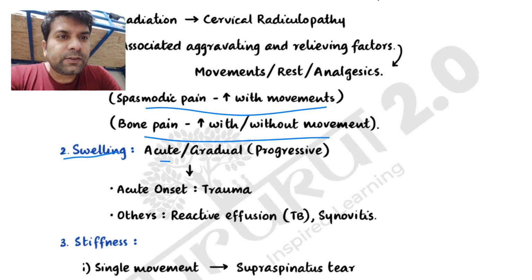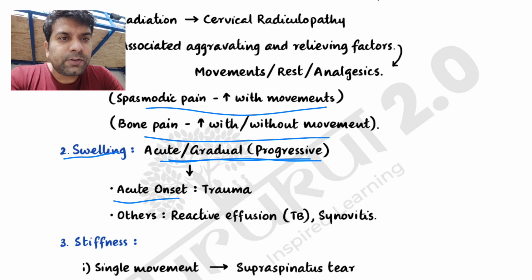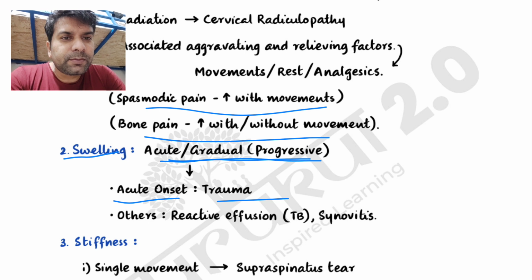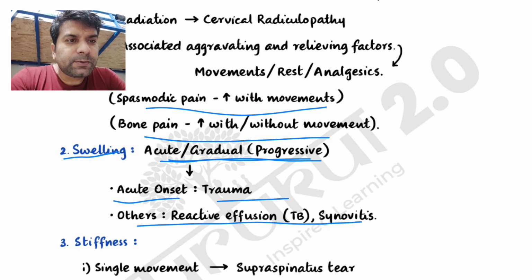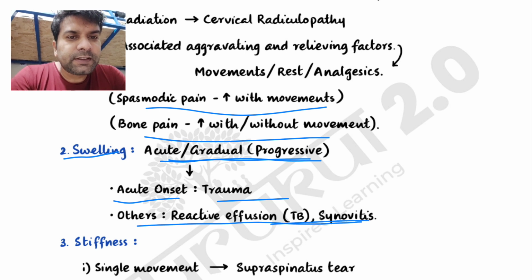Then swelling: acute or gradual swelling, progressive or not. In acute onset, swelling is because of trauma, and other reactive effusion in TB and synovitis cases.